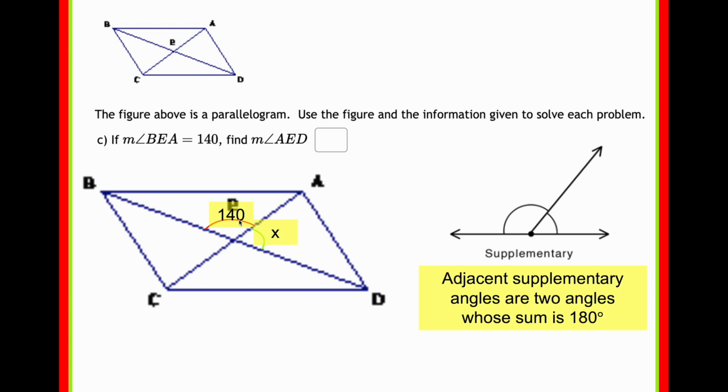So this angle 140 plus x is equal to 180. In order to solve for x, we're simply going to subtract 180 minus 140, which is 40. So we know that 140 plus 40 is 180. So these two angles are supplementary. Go ahead and include that term in your notes.